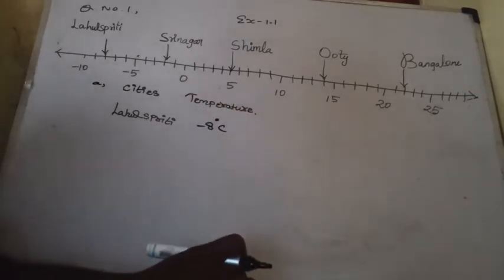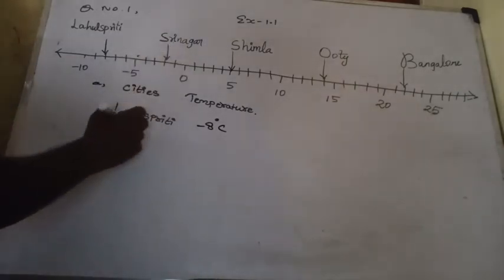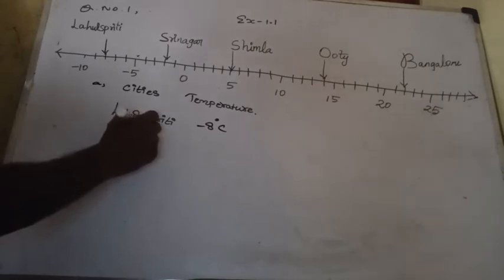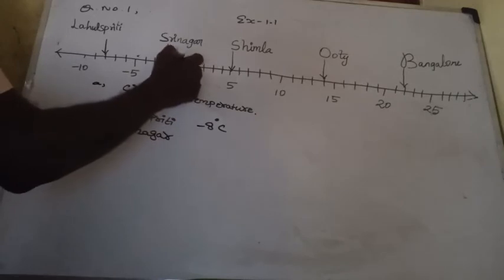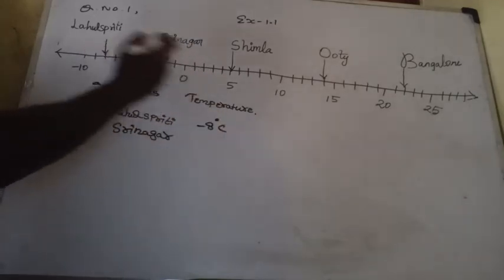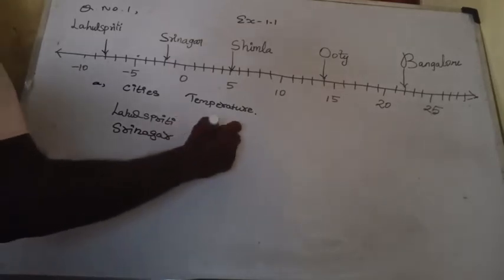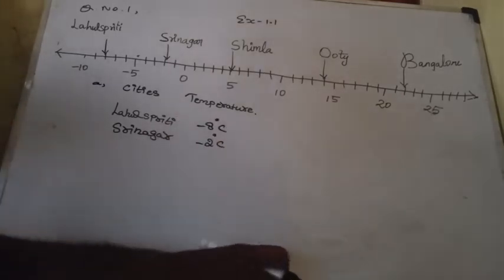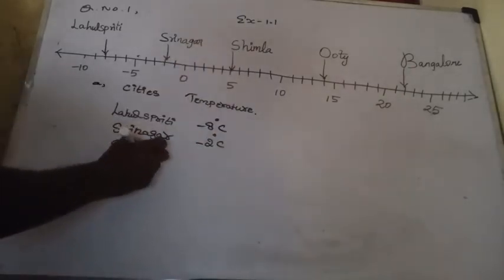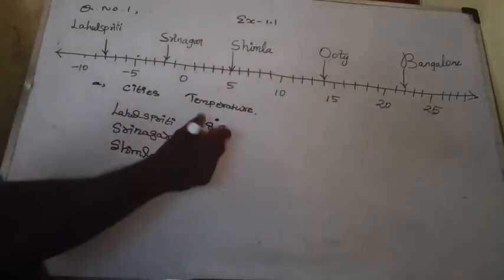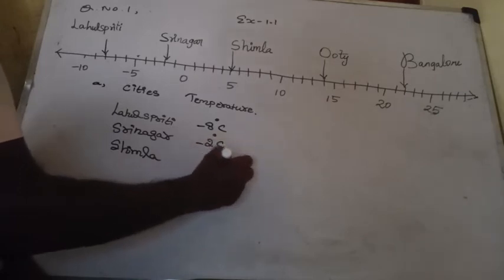Minus 8 degrees Celsius. And then after that, Srinagar. That is 0, minus 1, minus 2. That is left of the 0. Left of the 0 means what? Negative integer. So minus 2 degrees Celsius. And then after that, Shimla. It is right of 0. Right of 0, that is 1, 2, 3, 4, 5. So plus 5 degrees Celsius.